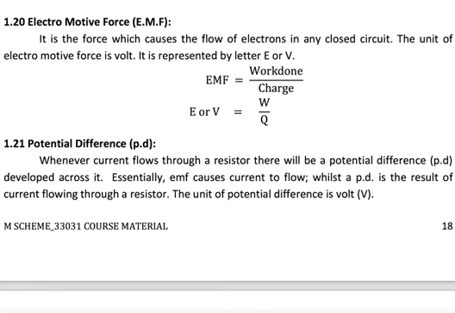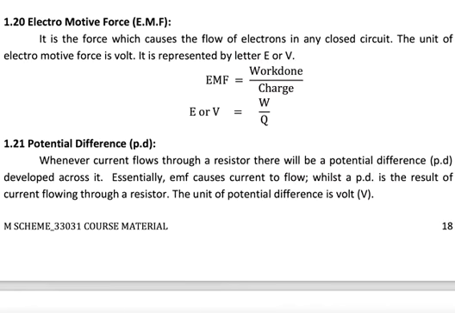Right, electromotive force. It is the force which causes the flow of electrons in any closed circuit. The unit of EMF or electromotive force is volt. It is represented by the letter E or V. EMF equals work done upon charge, so EMF equals work done W upon charge Q.